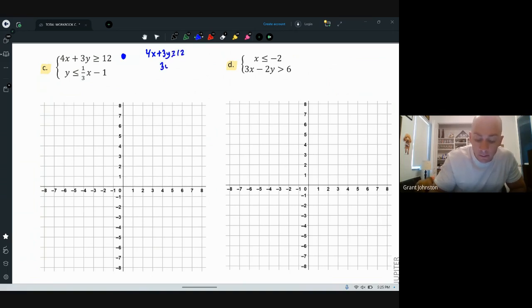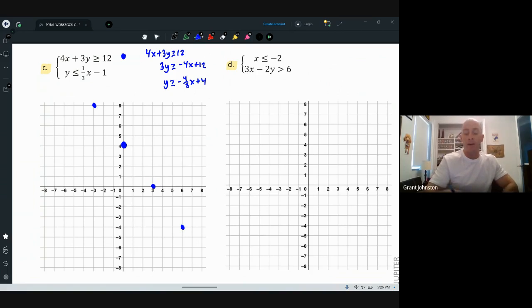Subtract 4x, -4x plus 12, divide by 3. I would have -4/3 x plus 4. Okay, so 4 would be my y-intercept. -4/3 x, I would go down 4/3. Put another dot there, and it's greater than or equal to, so it's going to be a solid line.